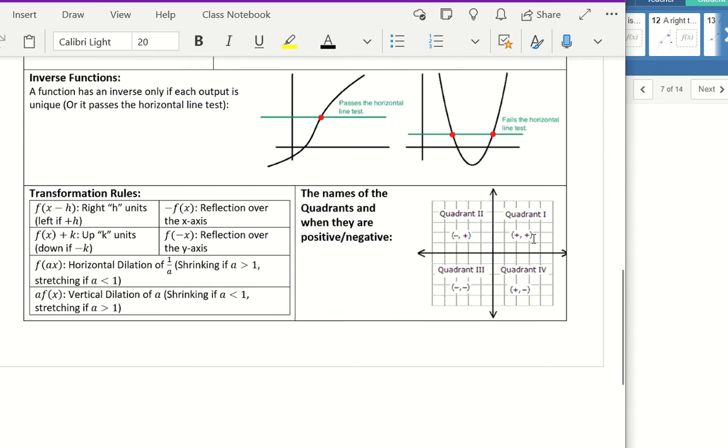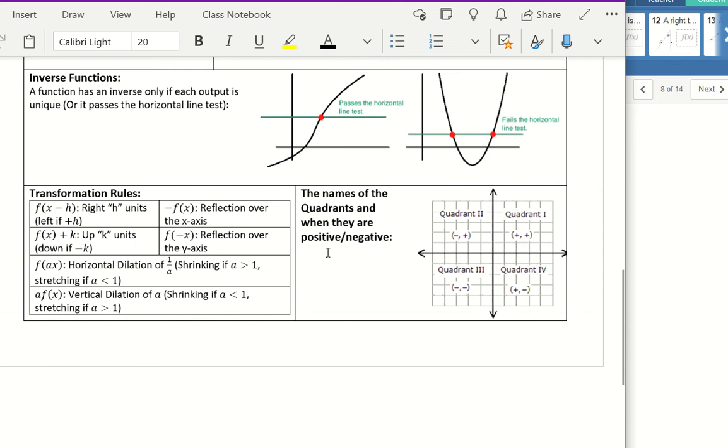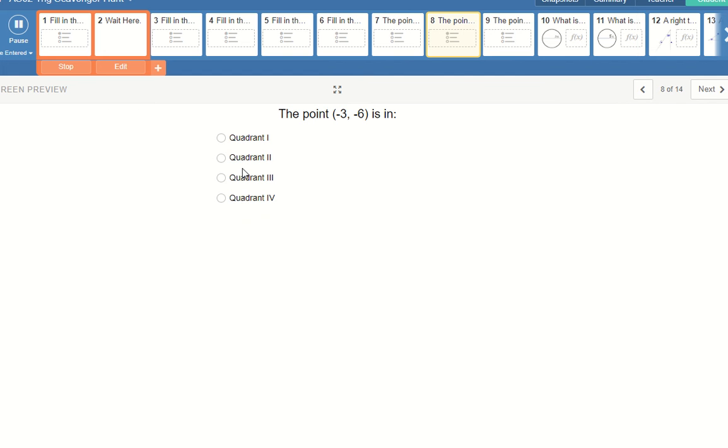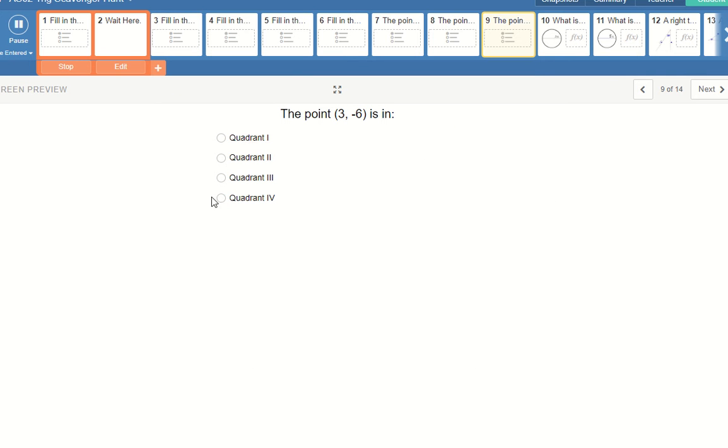So quadrant 1 is positive, positive. Quadrant 2 is negative, positive. So negative x value, positive y value. It's going to be quadrant 2. This is negative x and negative y. So negative, negative is quadrant 3. Positive x, negative y. Positive, negative is quadrant 4.